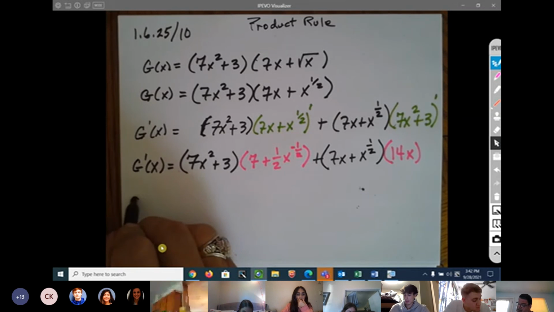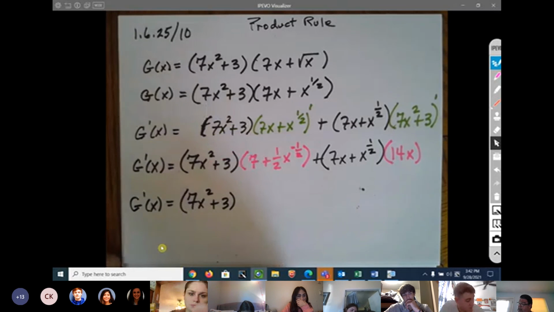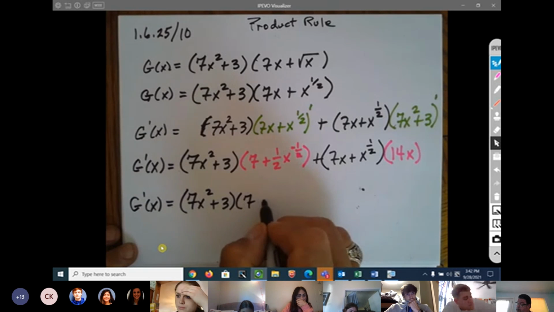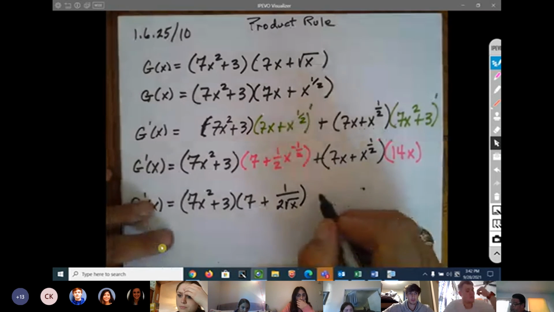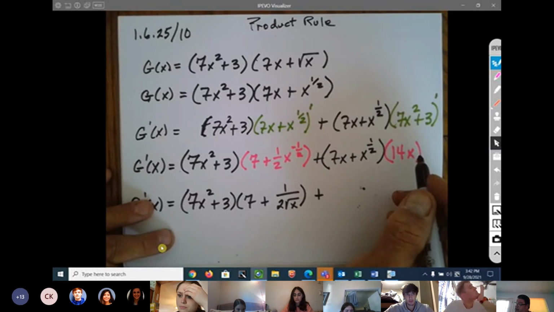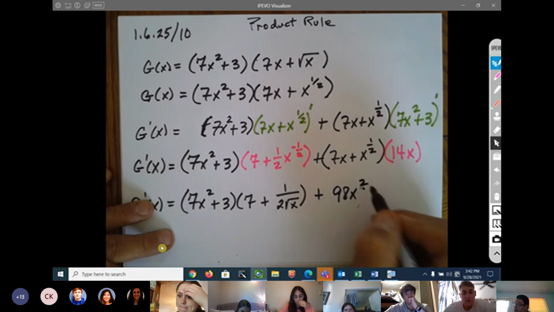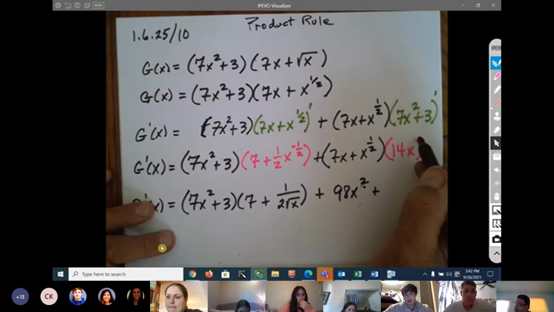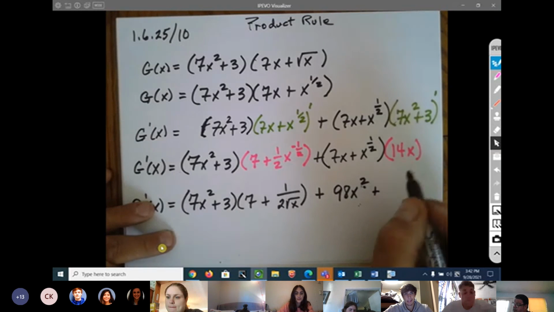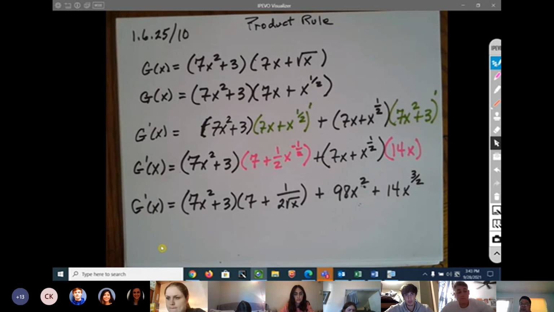And that's going to be g prime of x is equal to 7x squared plus 3, and this is going to be 7 plus 1 over 2 square root of x, plus 14 times 7. 7 times 14 is 98x squared, plus, well, that's going to be 1/2 plus 2/2 is 3/2, so that'd be 14x to the 3/2. And this is a mess.